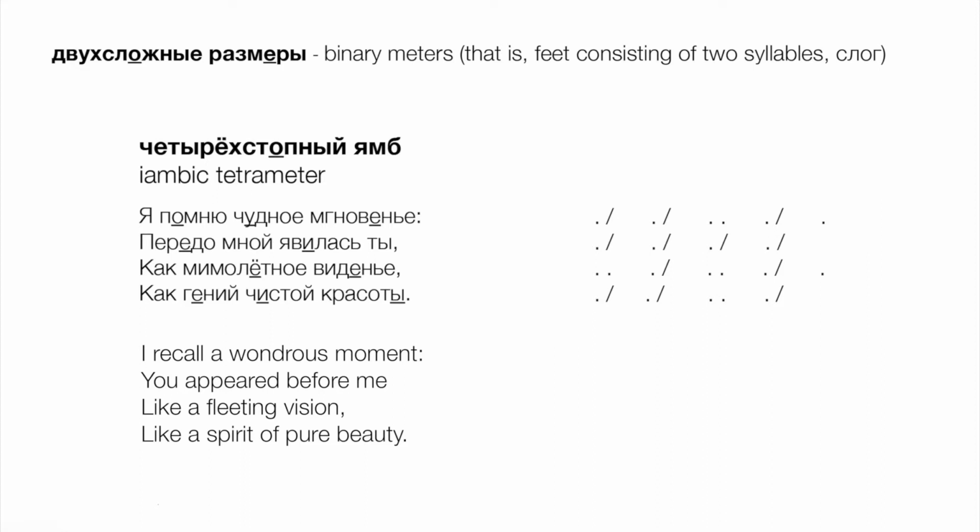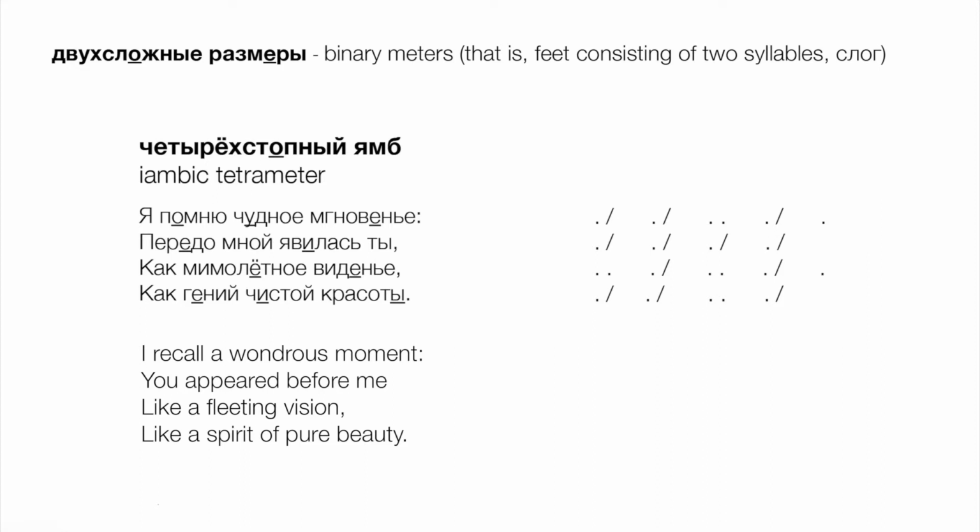A binary meter, by the way, in Russian is двухсложные размеры in the plural, and singular двухсложный размер. Размер, you may have heard in Russian, usually means something like size, but here we're talking, in this kind of specialized context, of poetic meter.